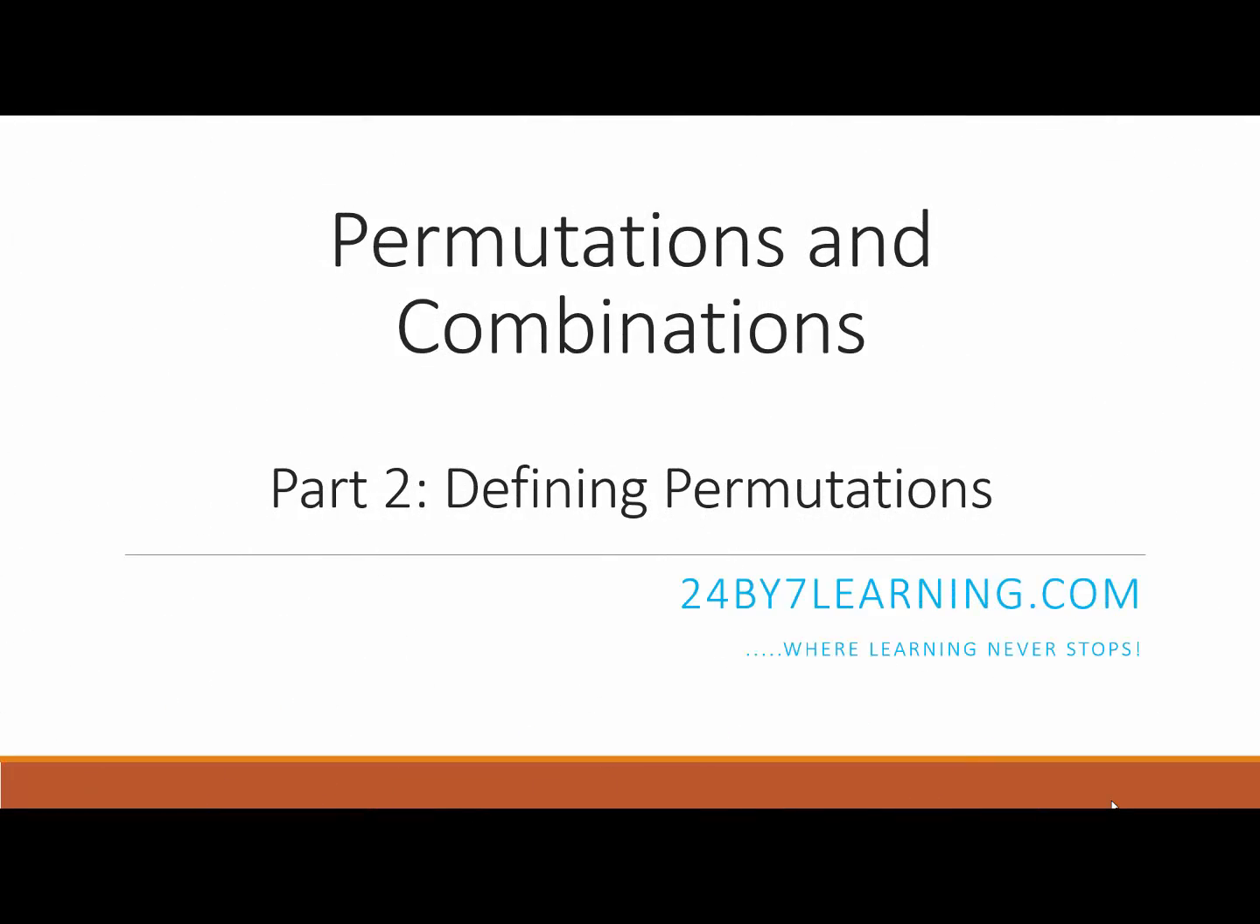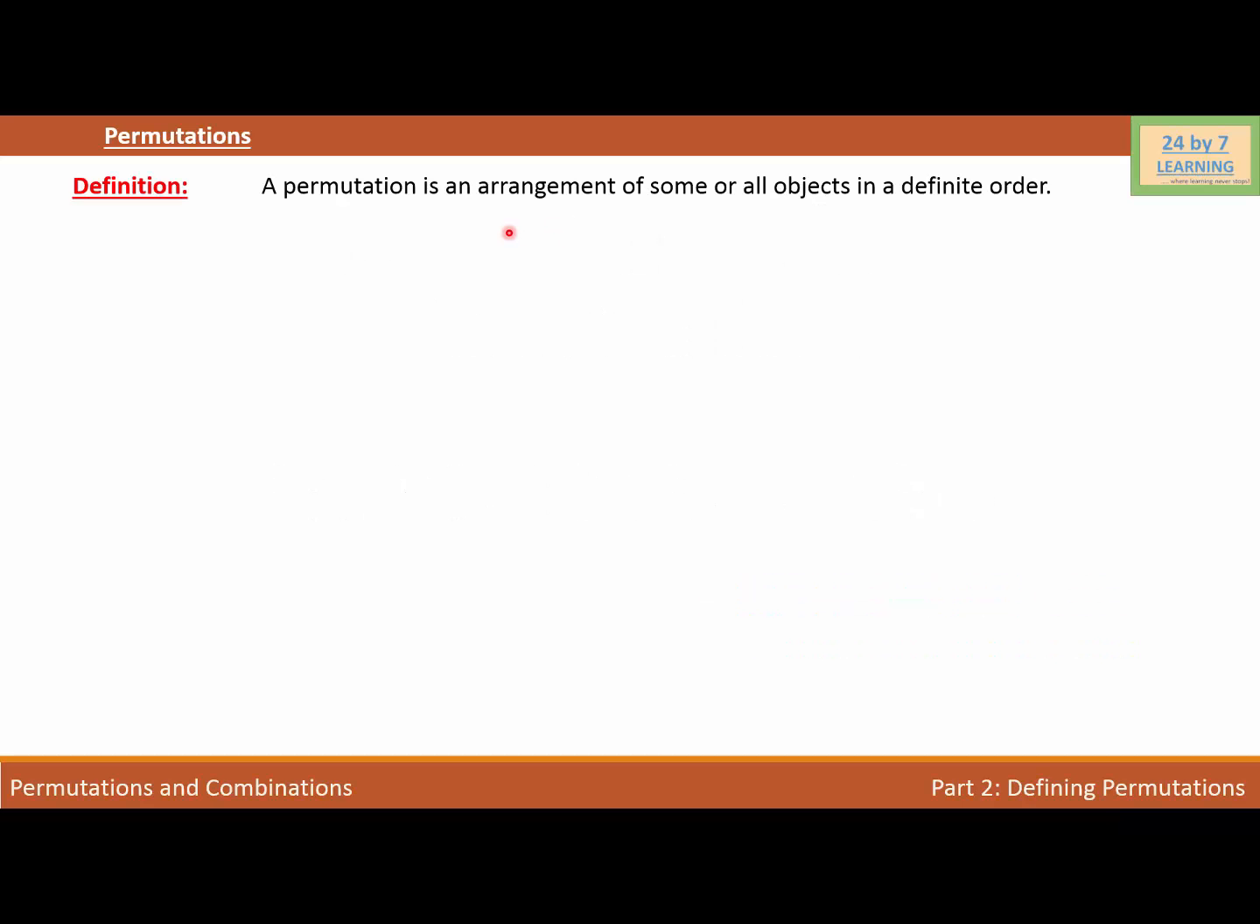Hi there. In this section, you are going to learn how to define permutations, and you will also learn different theorems related to the permutation. So let's begin. Defining permutations. A permutation is an arrangement of some or all objects in a definite order.